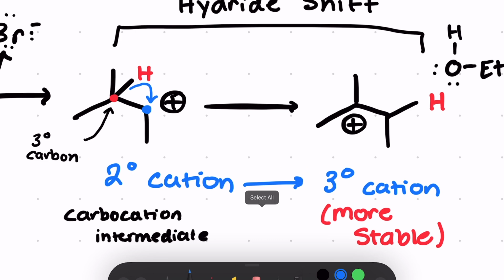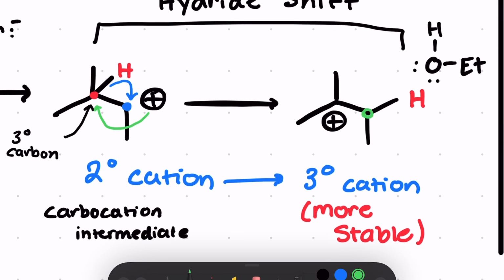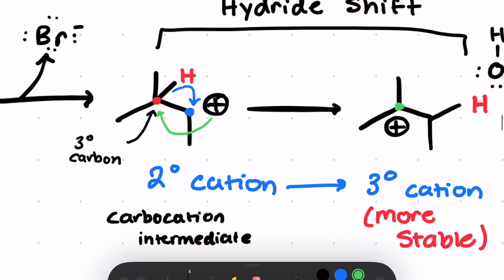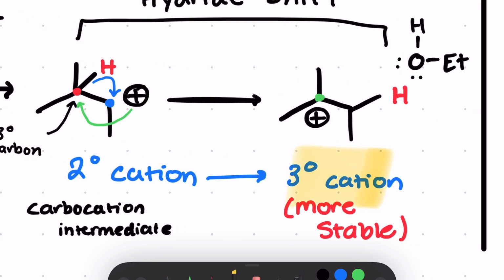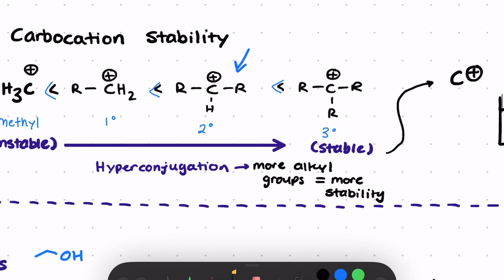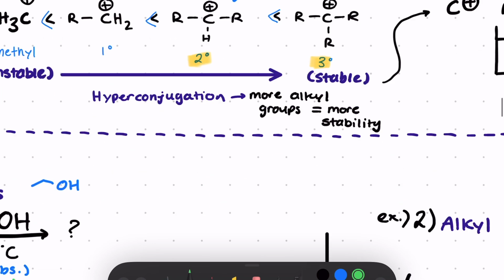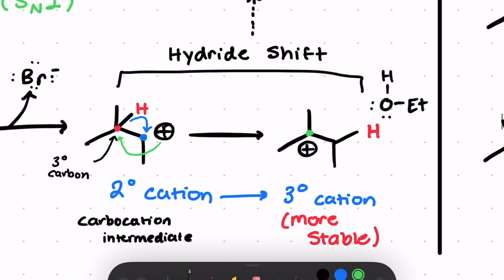What this is going to do then is the carbocation is going to shift over to the adjacent carbon. So my carbocation that was at this carbon is now at this carbon. And we said this was a tertiary carbon, so this is a tertiary carbocation. And we know from our series that a tertiary carbocation is far more stable than a secondary carbocation. So what we observe is that this hydride shift has occurred to make this carbocation more stable.